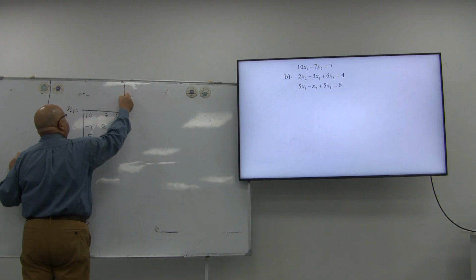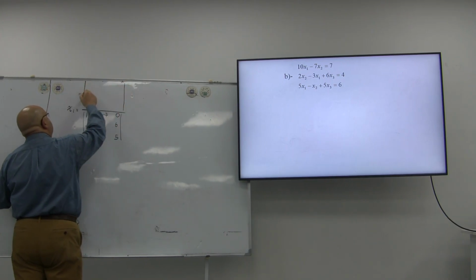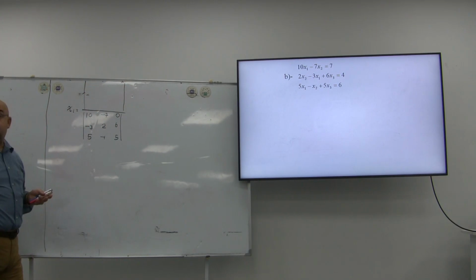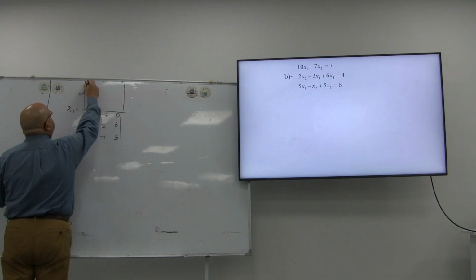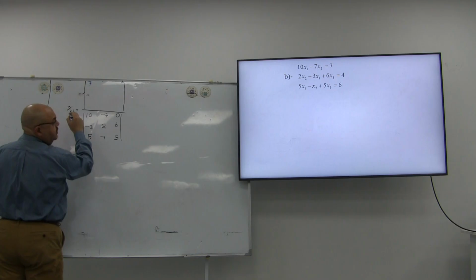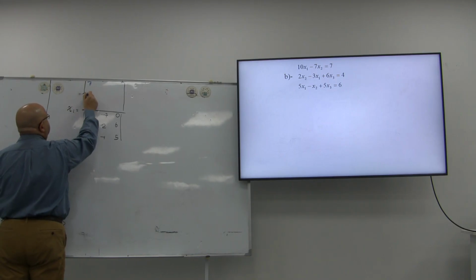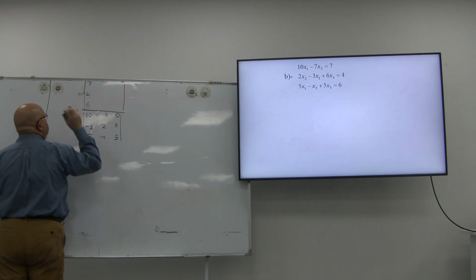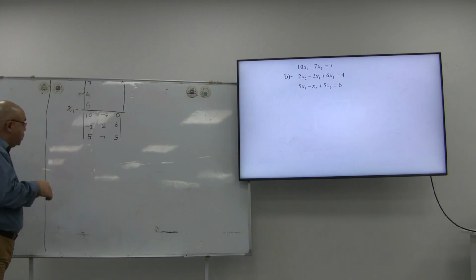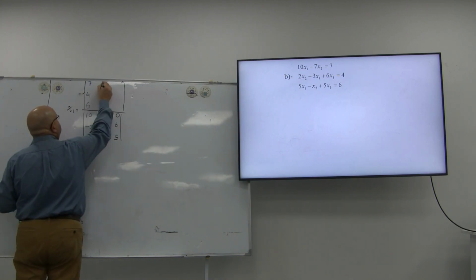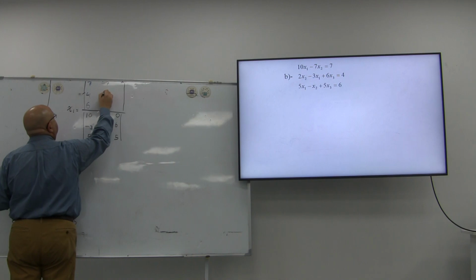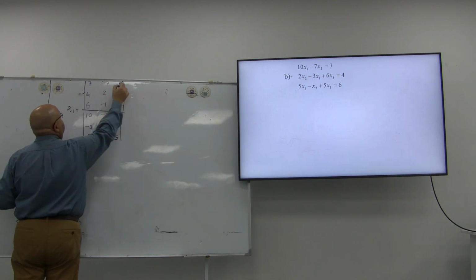In the numerator I will write exactly the same determinant, but replacing the first column, which is the column of the coefficients of x1. So it's going to be 7, 4, and 6. The other two columns remain the same: -7, 2, and -1, then 0, 6, and 5.